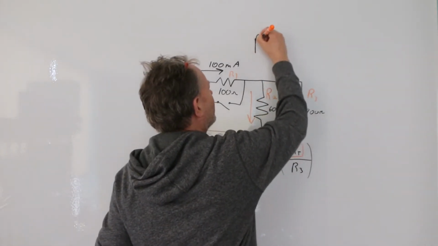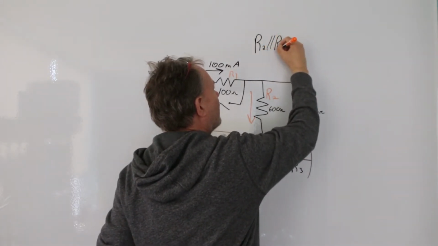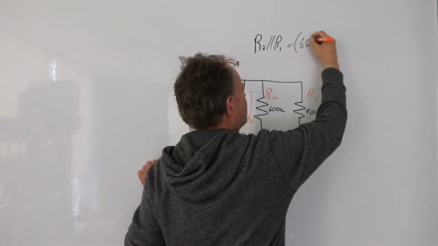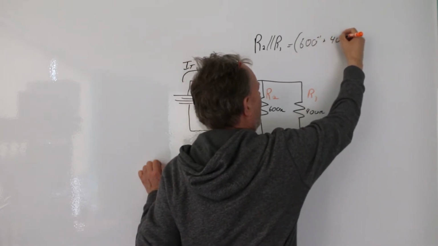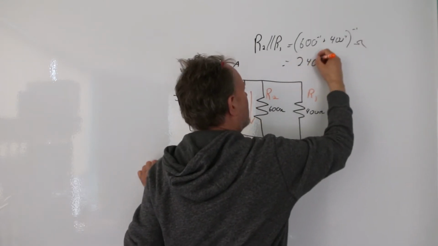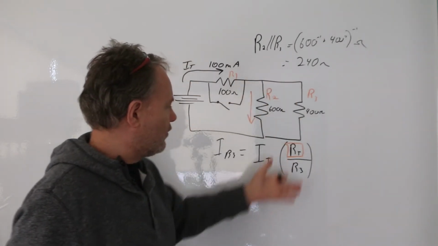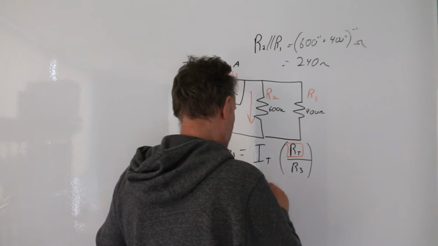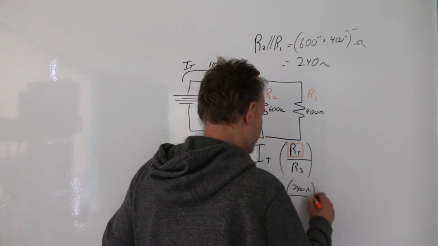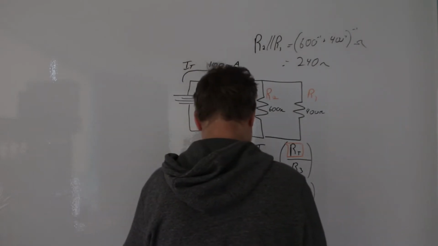R2 in parallel with R3. That total resistance is going to be 600 to the negative 1 plus 400 to the negative 1, all to the negative 1, which equals 240 ohms. Okay, good. So the total network here is 240 ohms. If I needed to do this formula, that's going to be 100 milliamps times 240 ohms divided by 600 ohms, and that's 40 milliamps.